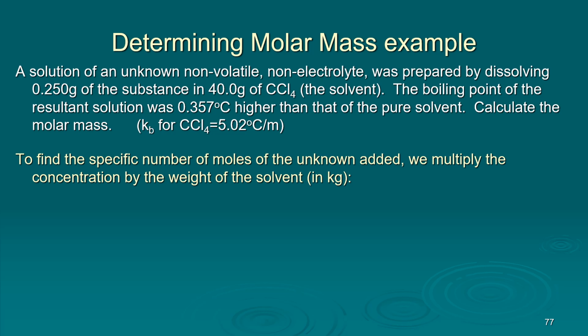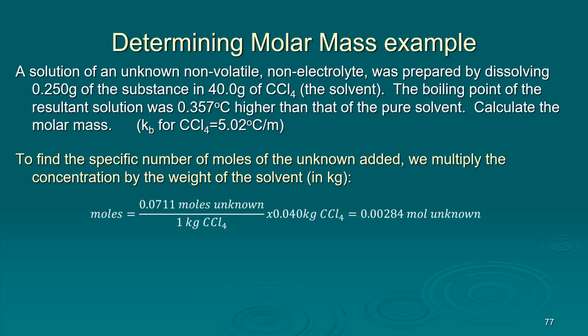So we have to multiply the concentration by the weight of the solvent in kilograms. If we knew it was 0.0711 moles per 1 kilogram, if we multiply by 0.040 kilograms, it's 0.00284 moles of unknown. Or another way to think about it is it's 0.0711 moles per 1 kilogram. So how many moles are in 0.040 kilograms? 40 grams or 0.040 kilograms. So that's really the same thing.